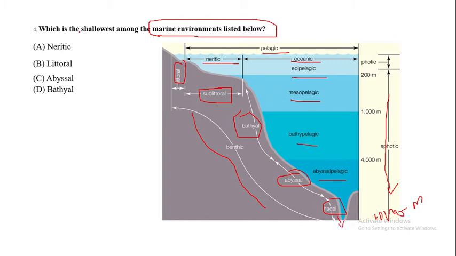So the question is, which is the shallowest? Among them, which is the shallowest? So the answer for this question, you can mark it as littoral zone, because among depths, the littoral zone is considered the shallowest. It is not neritic, it is not abyssal and it is not bathyal. You can see from this image. So the shallowest among the marine environments is the littoral zone.